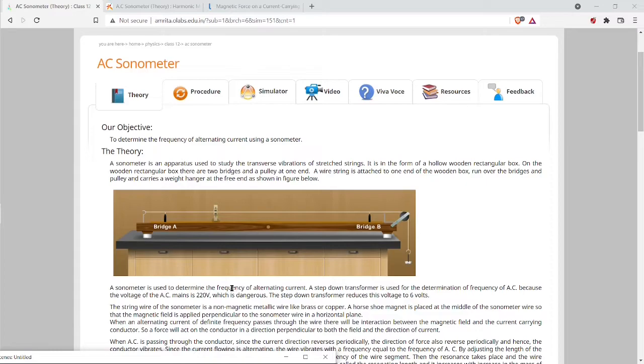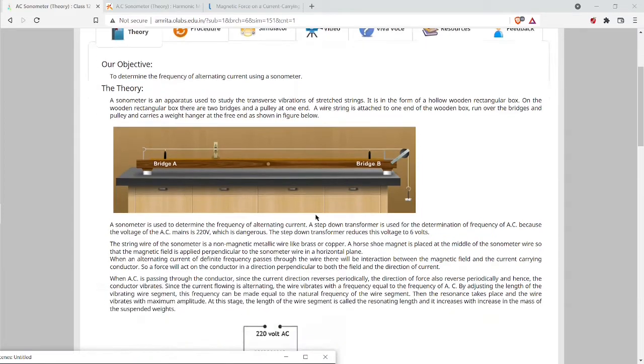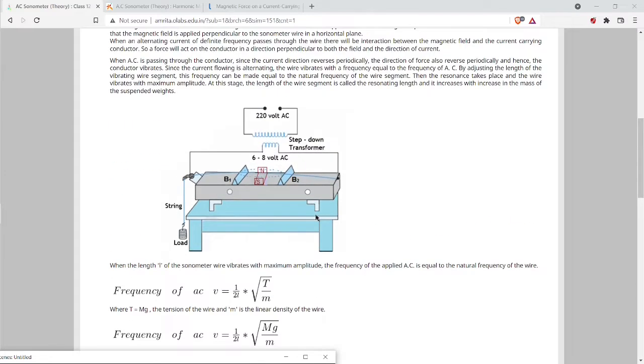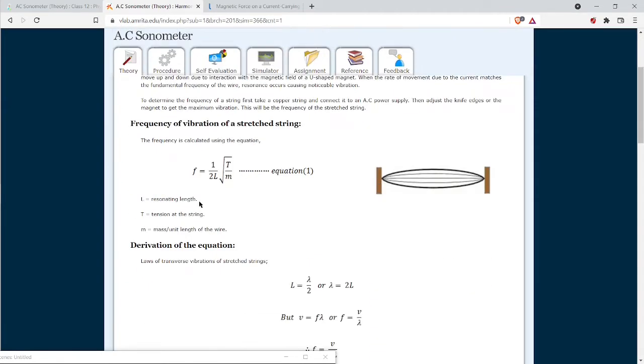Stretched string means the two ends will be stretched and there will be a tension working inside the string. In this case, one end is fixed and the other end is free to move, but that is restricted by the mass. So we can change the mass here, and accordingly the tension will change. This tension formula is given by T equals M into G. You can see this T is the tension of the string, and this T is nothing but M into G.